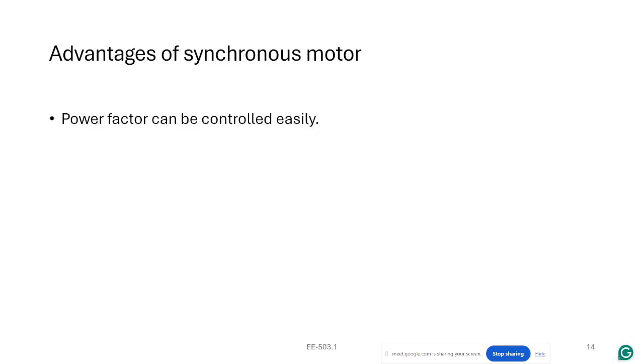So the advantage of the synchronous motor is that the power factor can be controlled easily. In the discussion we came to the power factor. Here the machine is a double fed machine. Double fed means here we give supply to the stator as well as the rotor.